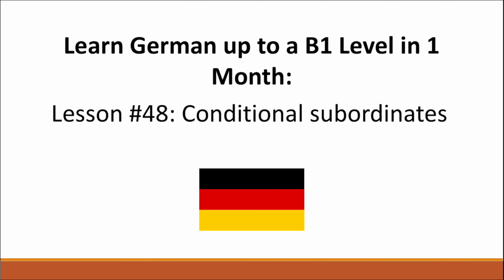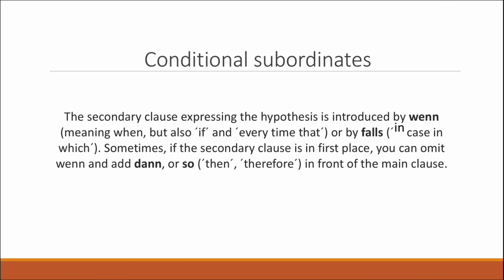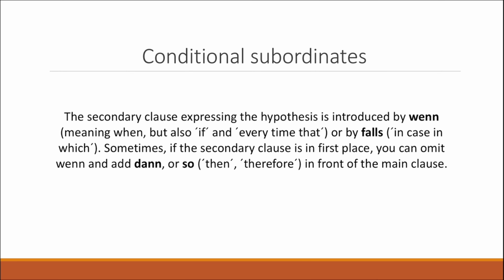Today it's lesson 48 of our series on how to learn German up to a B1 level in 1 month, and today we're going to talk about conditional subordinates. Now, we already talked about conditional sentences and conditional subordinates with the conjunctive 2, so today we're simply going to talk about this broad topic, which is also very important to understand, because you use conditional subordinates every day in your life in order to express conditions or hypothetical possibilities.